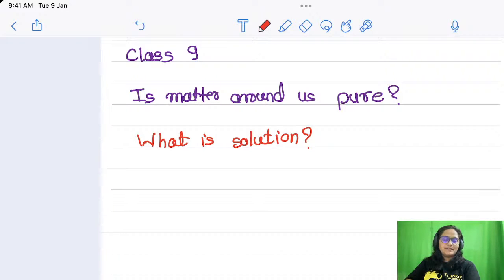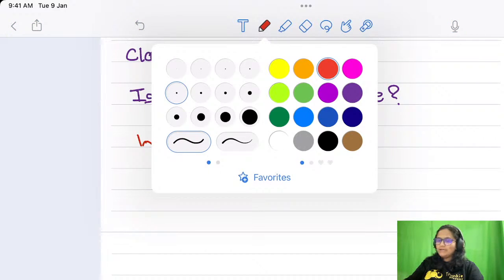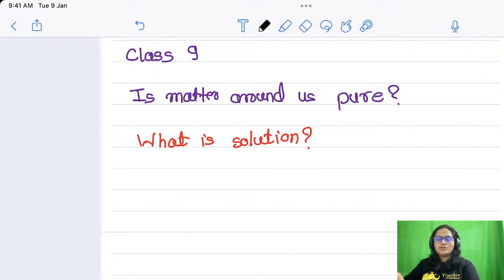Today we are going to discuss the next topic from the chapter, Is Matter Around Us Pure. The title of this topic is what is solution? Yes, so the title of the topic is what is solution. So in this topic we are going to discuss the solution.